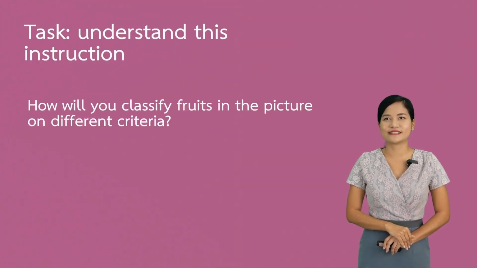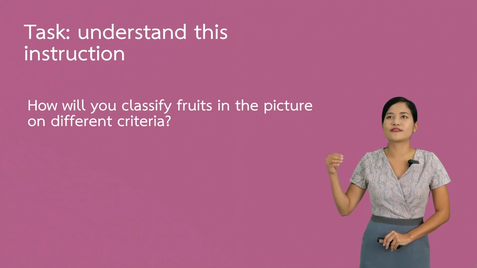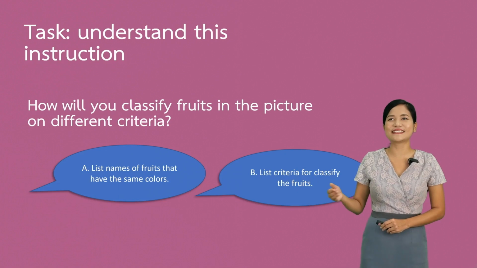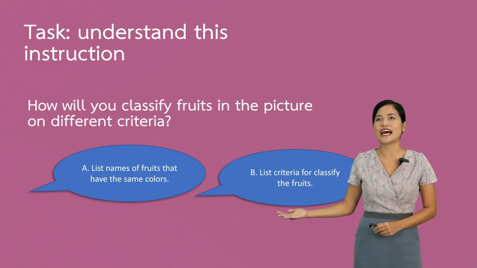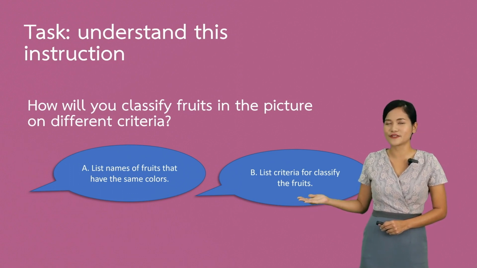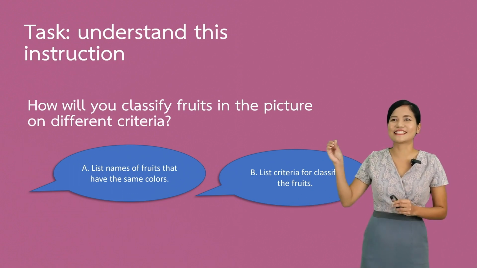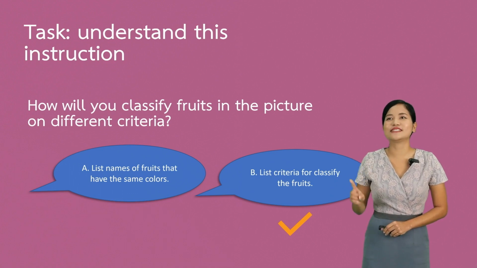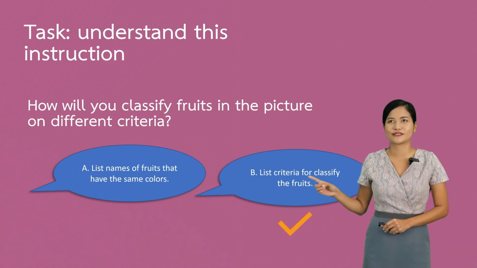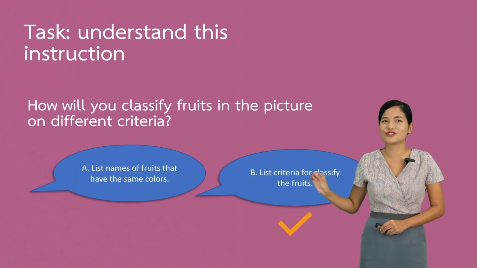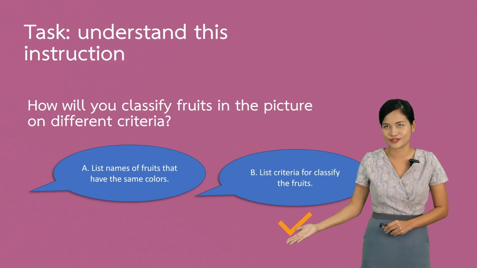I will give you choices here. How will you classify fruits in the picture on different criteria? Choice A is list names of fruits that have the same colors. Choice B is list criteria for classify the fruits. Okay, 10 seconds for you to think A or B from this question. The answer is B. You need to list criteria for classify the fruits. Okay, so that's why you need to understand the instruction. If you don't understand the instruction, you won't know what the lecturer would like you to do.